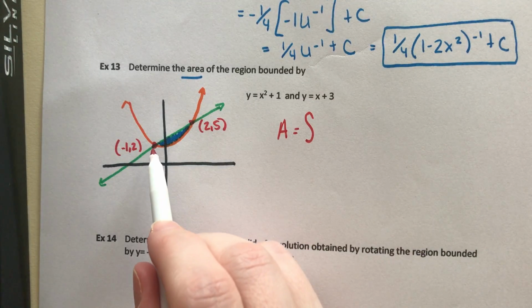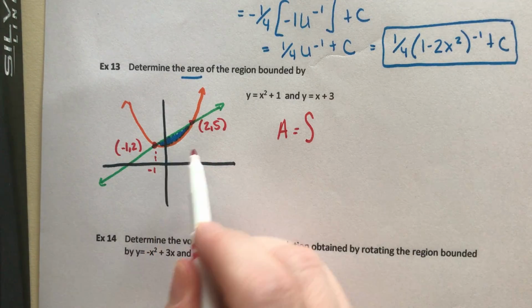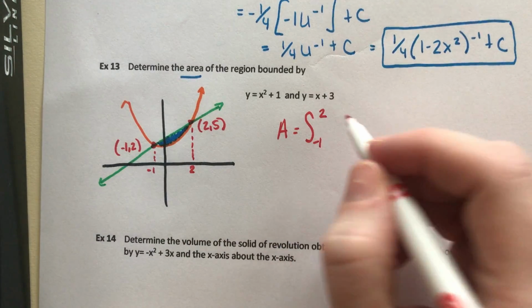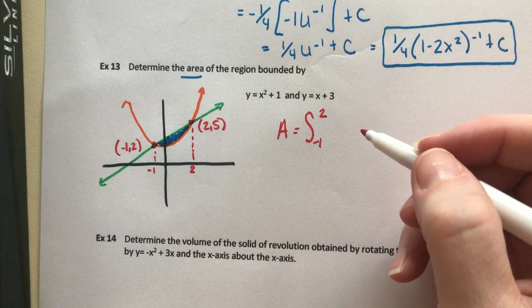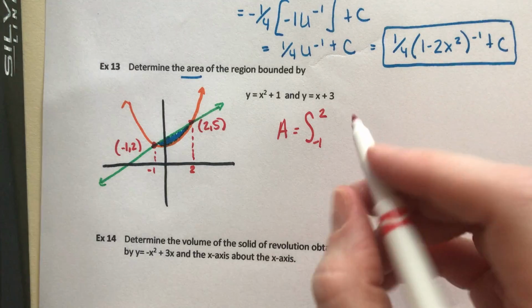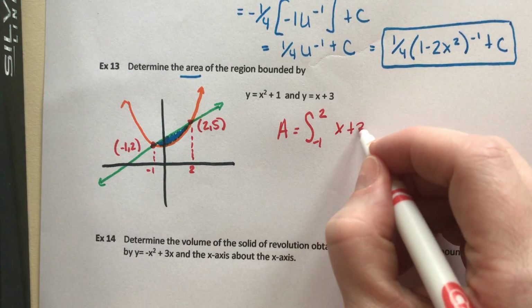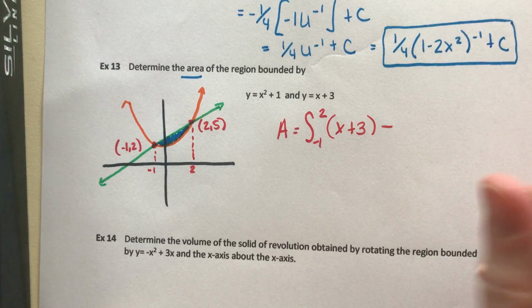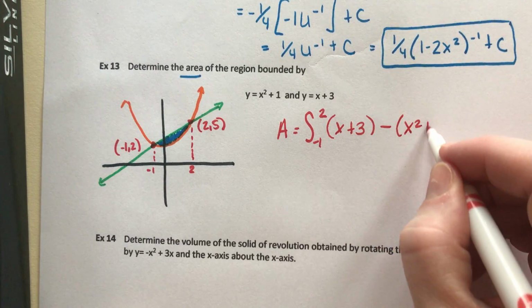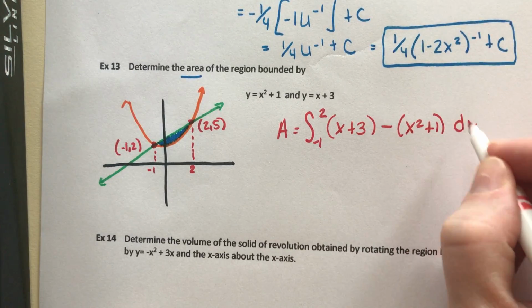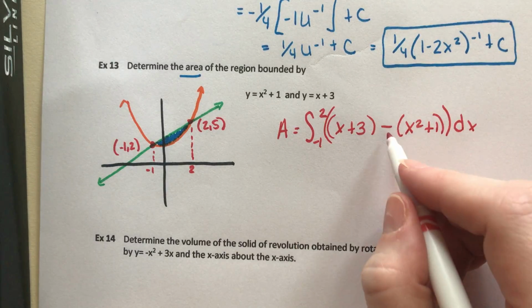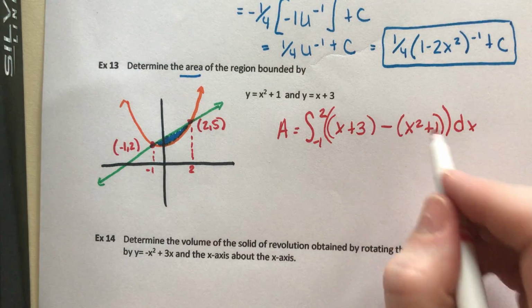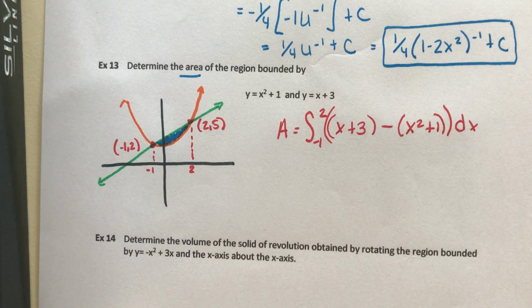So my region goes from negative 1 to 2. And it's always top minus bottom. So the top line is my green line, that's my x plus 3, minus the bottom line, my orange line, that's x squared plus 1. Now I notice one common mistake people make is when they subtract the bottom, they forget to put it in parentheses. You're subtracting a quantity, so you want to make sure you put it in parentheses.